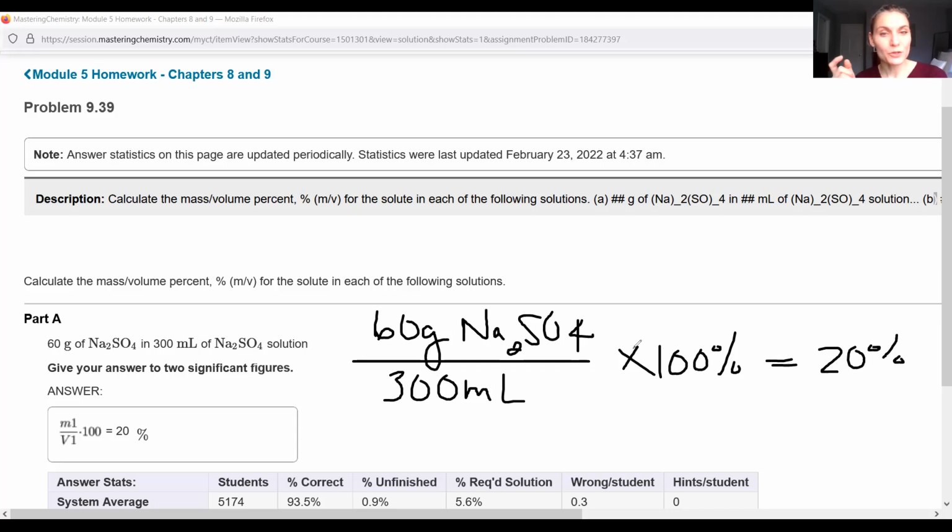If you're doing mass percent, you do the mass of the solute over the mass of the solution. Do those make sense? Any questions, concerns, or comments on that one? Does that one make sense? Yes, no, maybe.